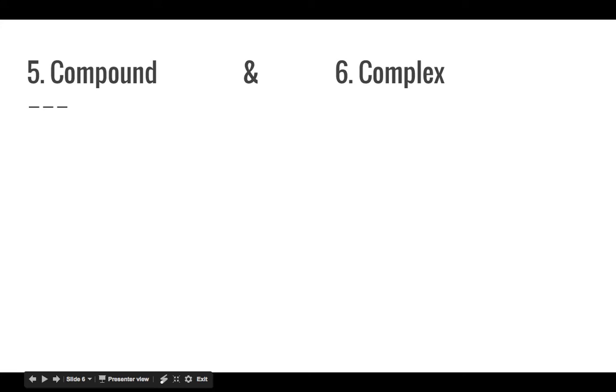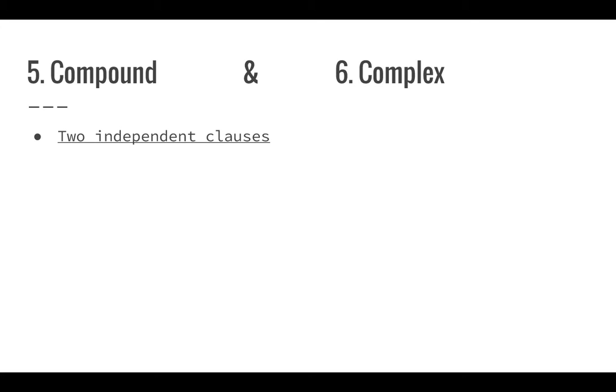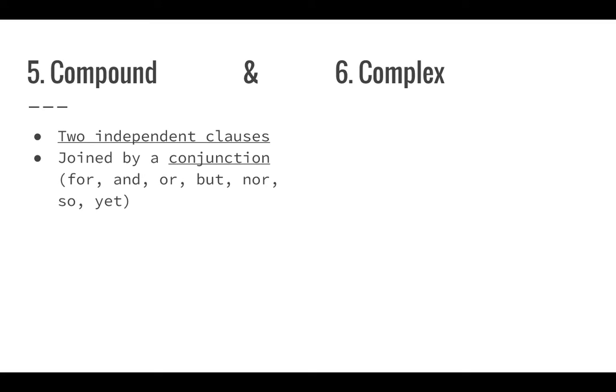Next, we've got compound and complex sentences. These are the ones that we might already have studied or been familiar with before, but like I mentioned earlier, you've got to know it quick enough to respond very fast on the AP exam. So a compound sentence has two independent clauses joined by a conjunction: for, and, or, but, nor, so, and yet.